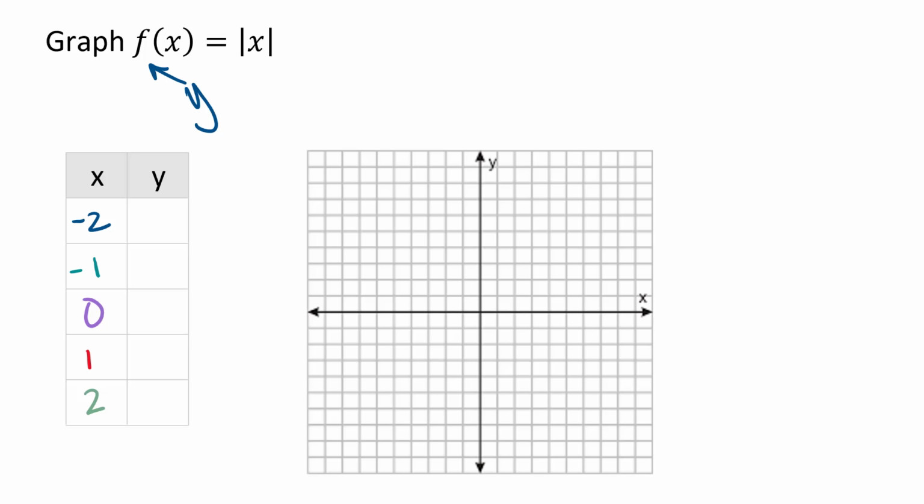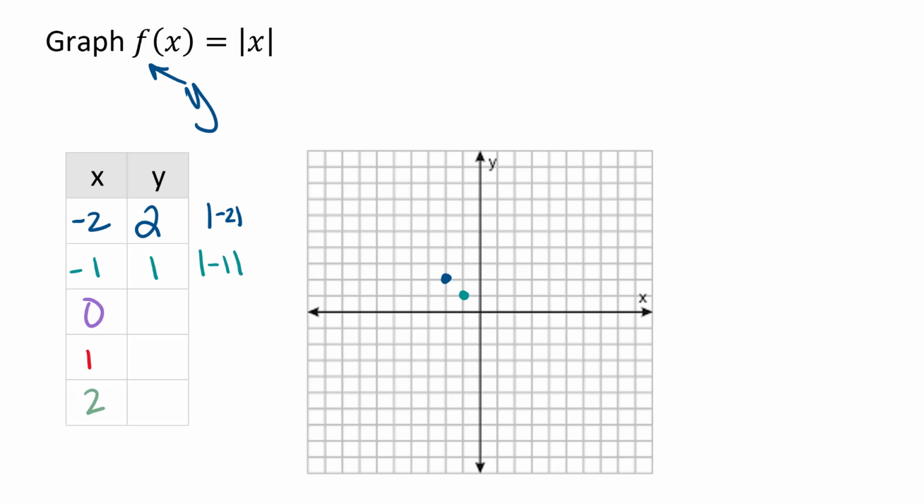So if I plug in -2 for x, I'm going to have the absolute value of -2, which we know is just +2. So my ordered pair for this point is -2, 2. I'm just going to go ahead and draw that dot right there. All right, my next one, -1. Again, if I plug that in for x, I'm going to have the absolute value of -1, and the absolute value of -1 is just +1. So again, I'm going to draw my dot.